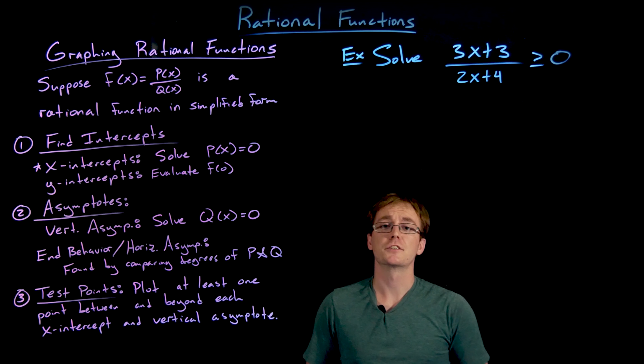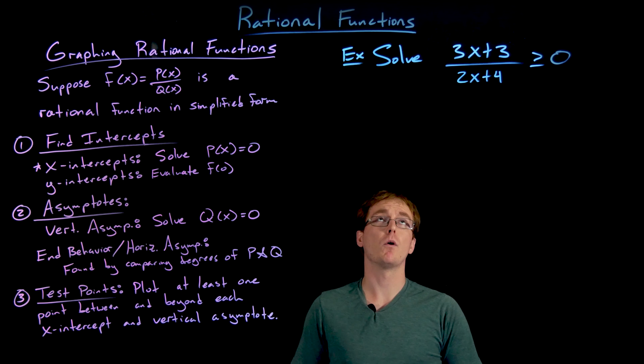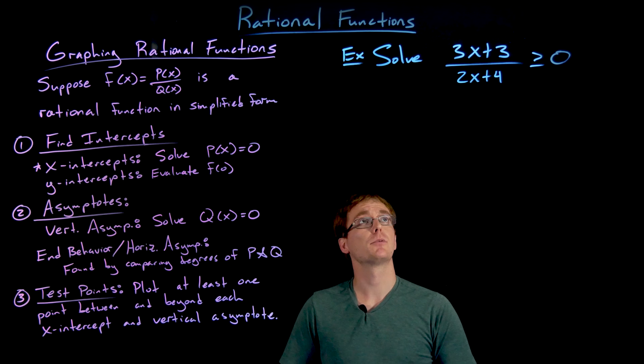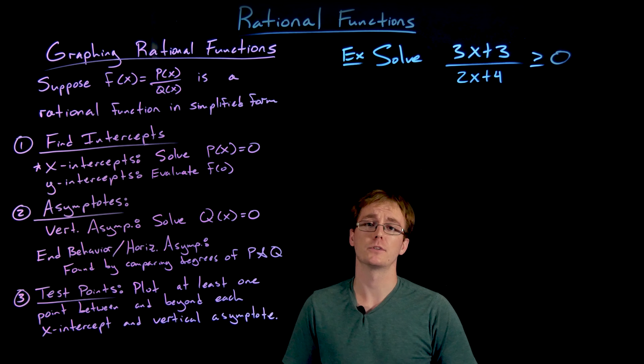Welcome back, everyone. I have another example I'd like us to work through together. In this example, we're asked to solve the rational inequality: when is the quantity 3x plus 3 over the quantity 2x plus 4 greater than or equal to 0?